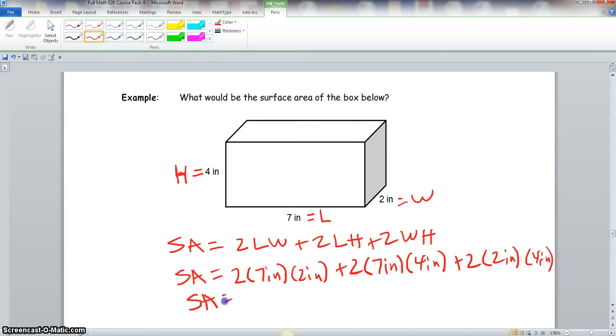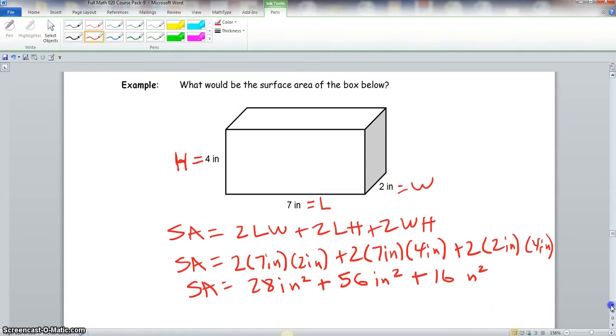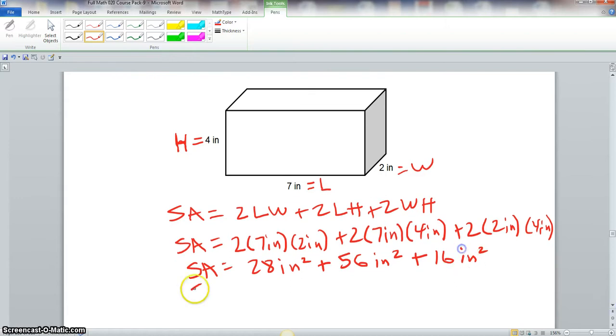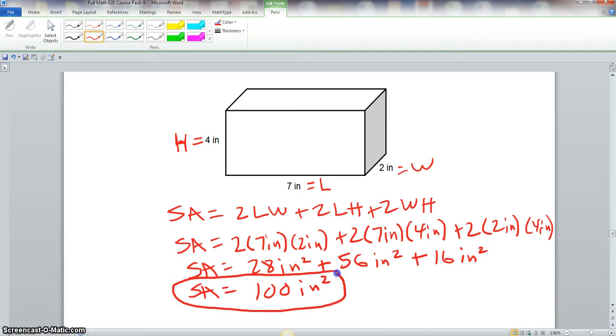So we have surface area is equal to 2 times 7 is 14, times 2 is 28, and inches times inches is square inches. Plus 2 times 7 is 14, times 4 is 56, and inches times inches is square inches. Plus 2 times 2 is 4, times 4 is 16, and inches times inches is square inches. So now we will have our surface area is equal to 28 plus 56, which is 84, plus 16 is 100. So it'll be 100 square inches, and that will be our surface area.